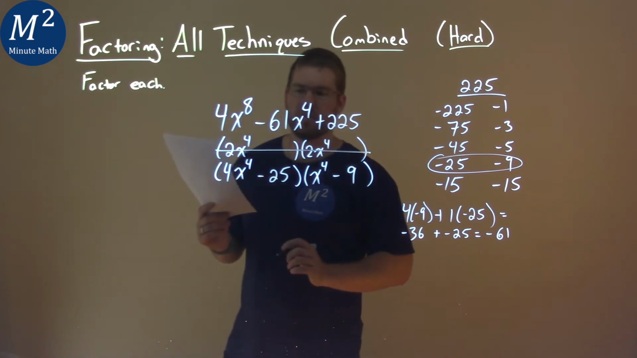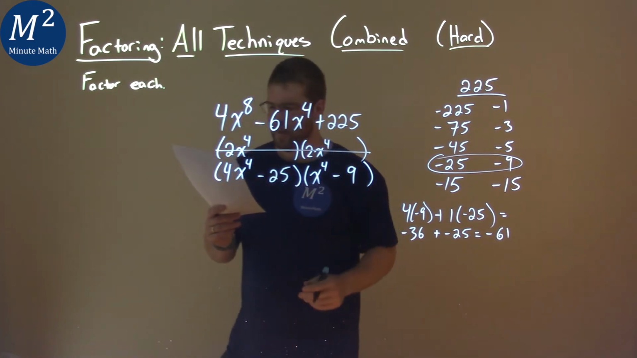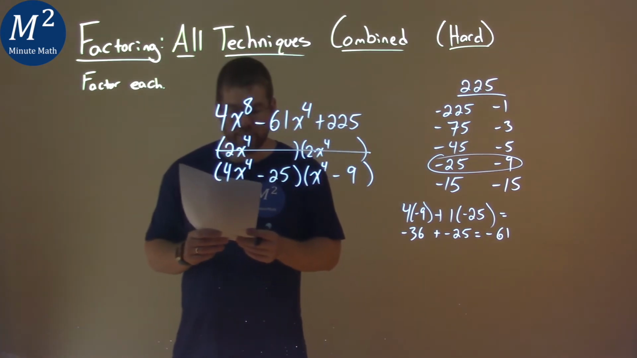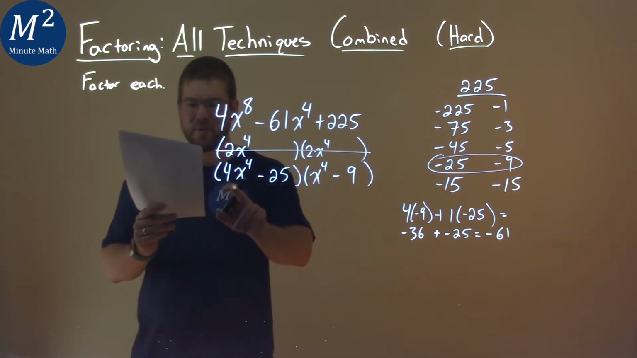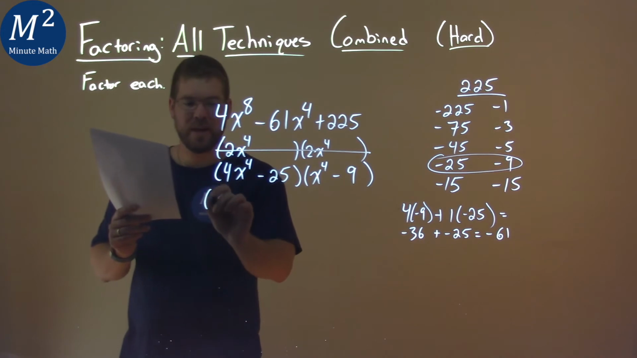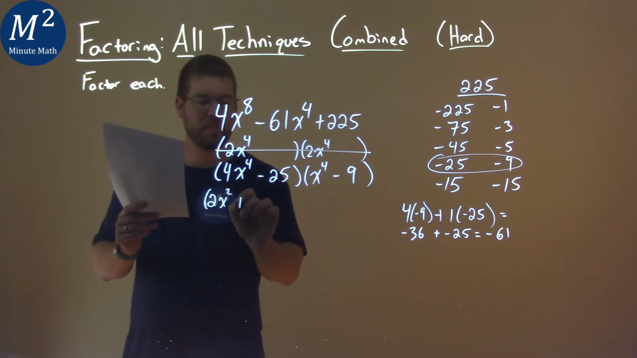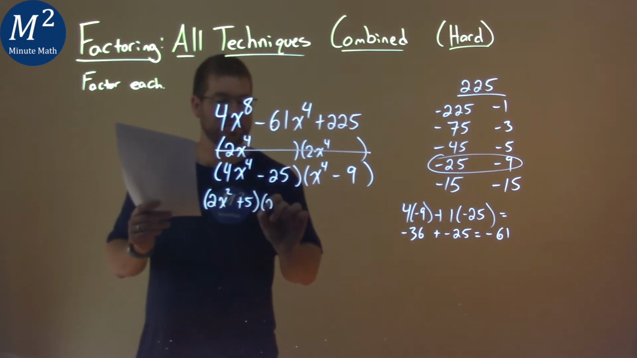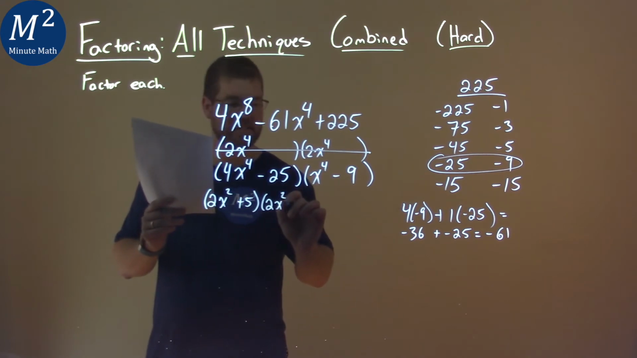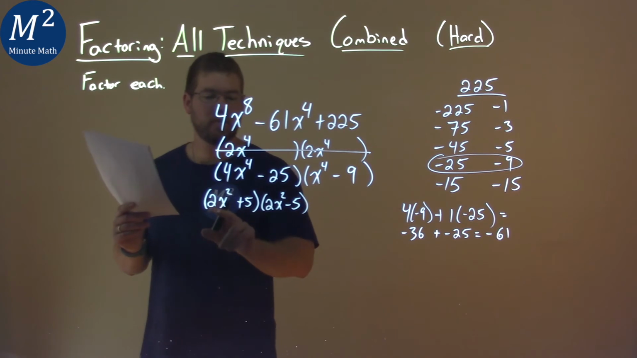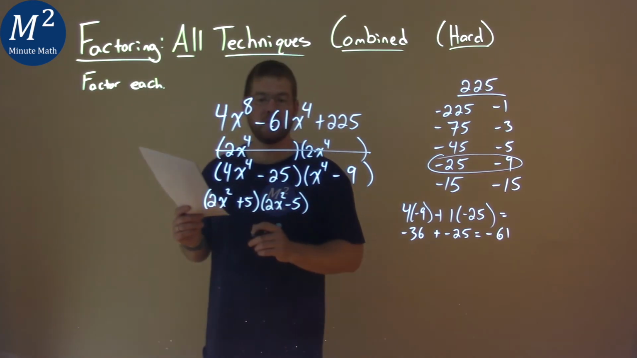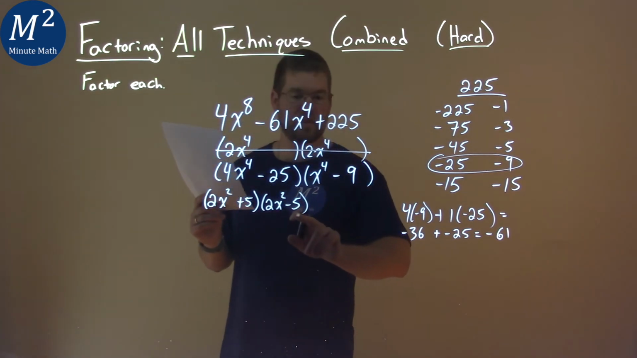So we don't use this first part. Now, can we factor this any more? And the answer is, well, yes. This first part here can factor out to be a 2x squared plus 5 and a 2x squared minus 5, right? 5 times negative 5, negative 25. 2x squared times 2x squared is 4x to the 4th. And then 5 plus a negative 5 is 0.